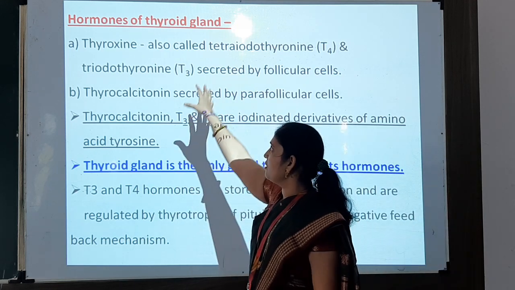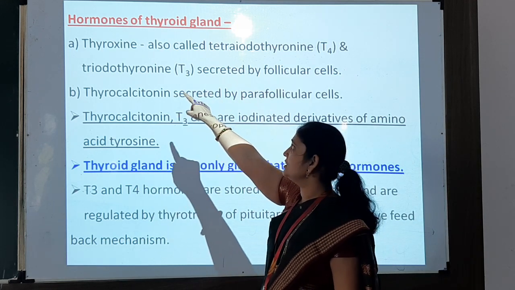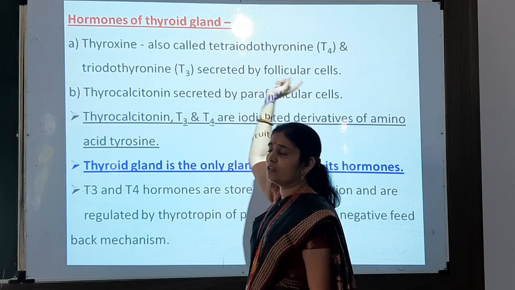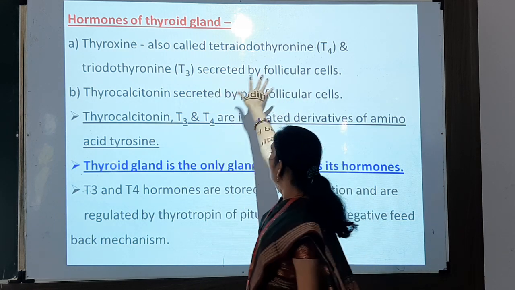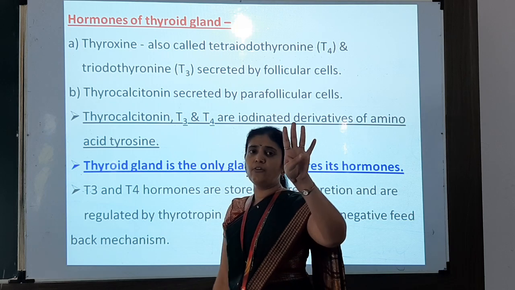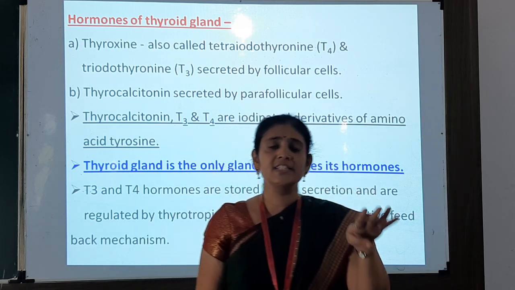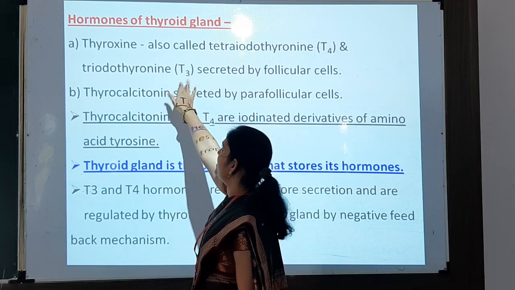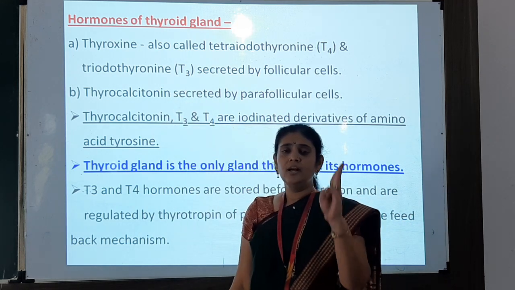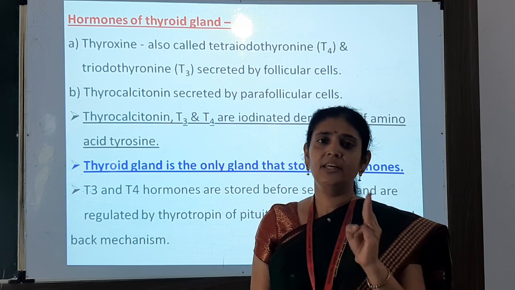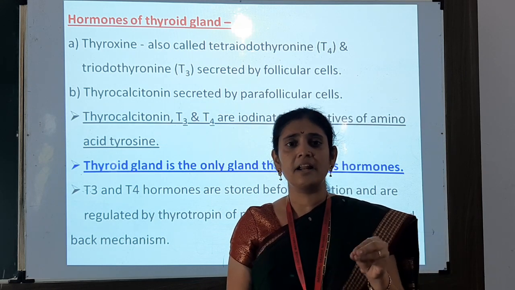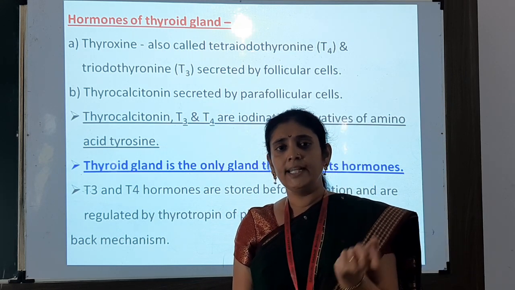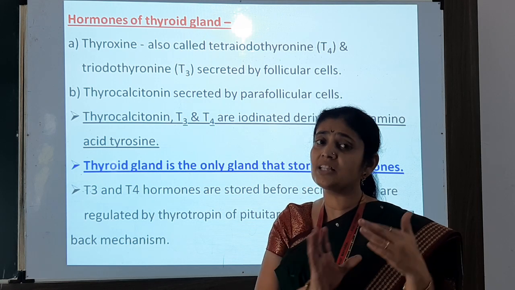So here the hormones of thyroid gland, thyroxine, also called tetraiodothyronine T4, because it is having 4 iodine molecules, therefore it is called tetraiodothyronine. And triiodothyronine T3 means it is having 3 iodine molecules in its structure, therefore it is called triiodo. T4 is tetraiodo, and the basic name is thyroxine.